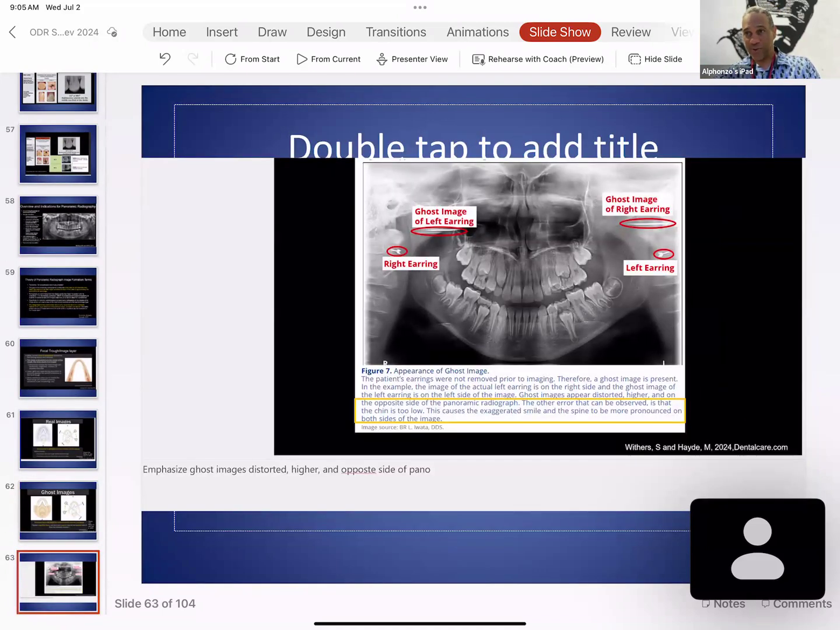Here's the Terminator smile, and you can see how the chin is probably down with this particular image. And here's the earring shot. You can see the right earring, and then where it says ghost image of the right earring and ghost image of the left earring. Another thing, on the left side you can see the ramus of the mandible looks a little wide, and that tells you the head was turned a little. So make sure you go through this and understand these panoramic errors.